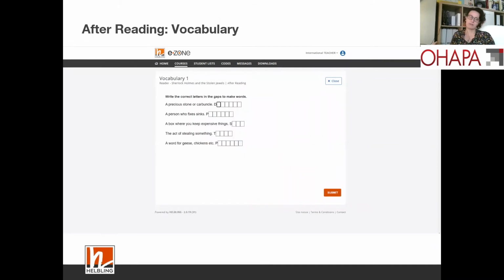And finally, for example, here you have an after reading. The activities get a bit more and more difficult by the end, because students should know more and more by the time they finish reading the book. So here they have to write the words themselves. So this is a really good spelling activity as well. So you will have dozens of activities for the readers, and you have these activities for each reader. All you have to do is just go on eZone and register to access these.